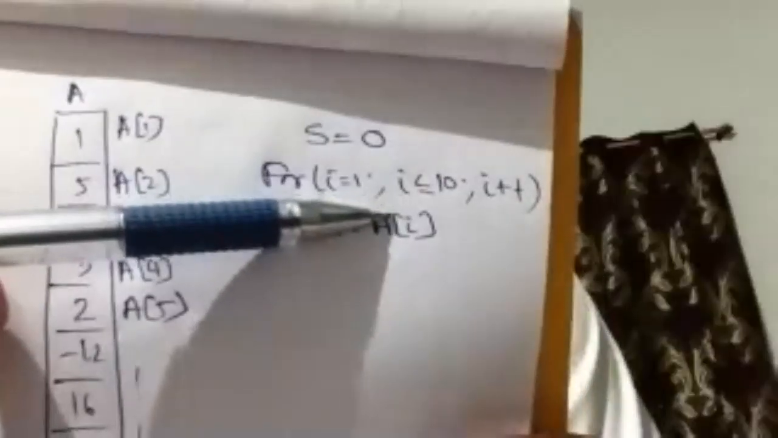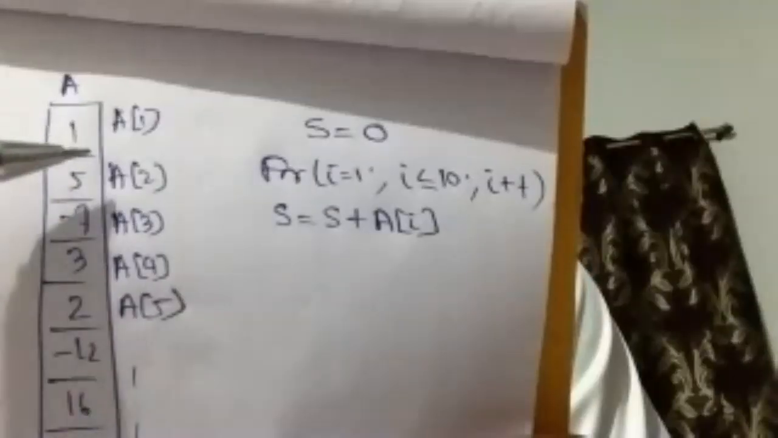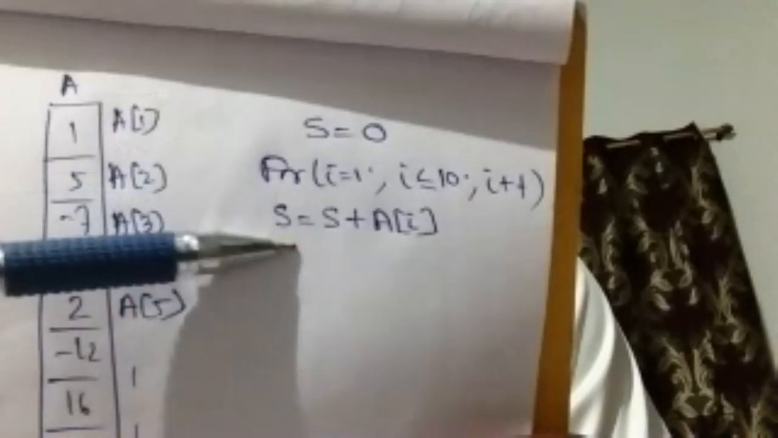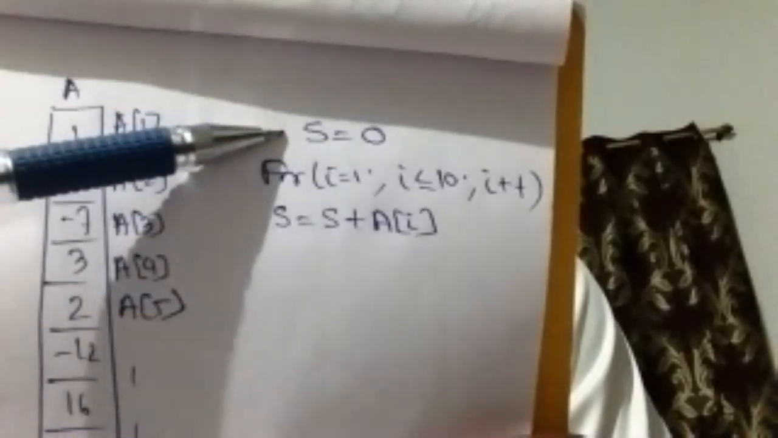First A[I] means I will be 1, which is location 1, that is 1 plus 0. So S becomes 1. Now S equal to 1. Now again repeat, I equal to 2, which means A2, which is 5. 5 plus the earlier 1 gives 6. Now the new S will be 6.